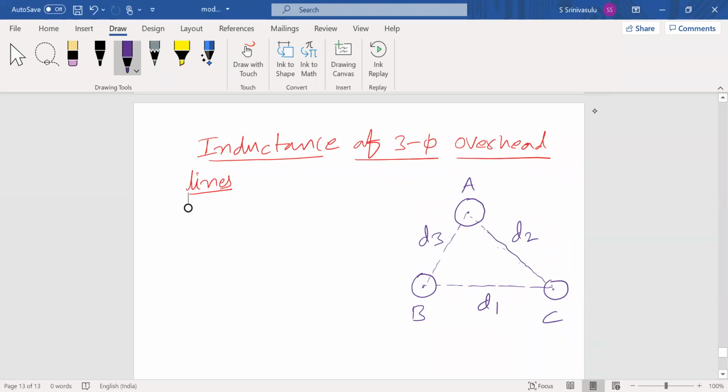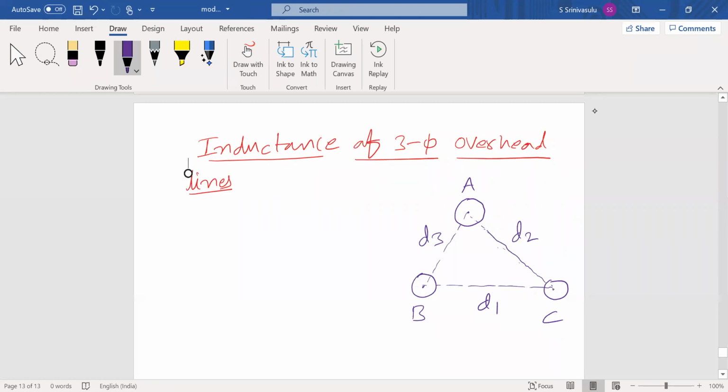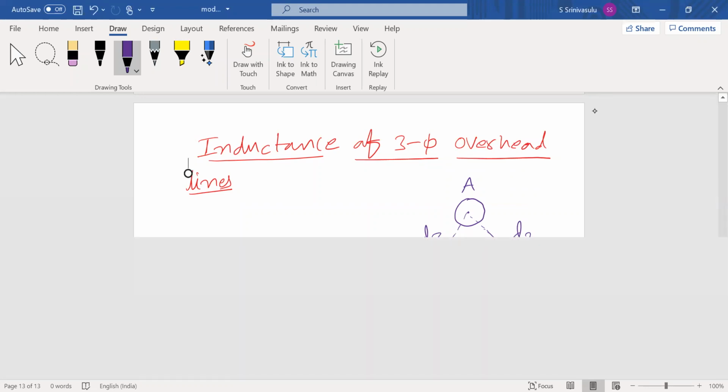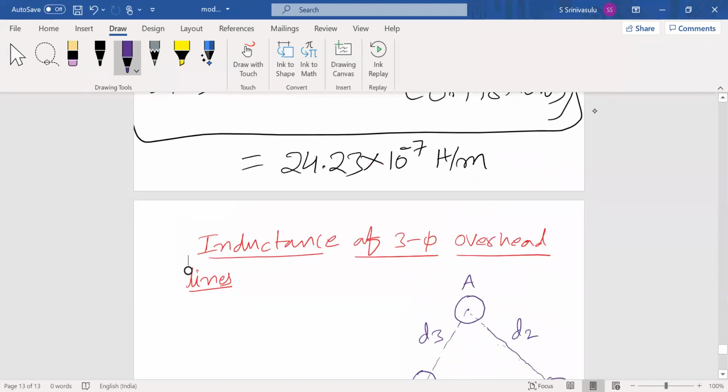Today we are going to discuss the inductance of three-phase overhead lines. In the last class we discussed the inductance of a single-phase two-wire system. Today we are going to discuss the inductance of a three-phase overhead line.